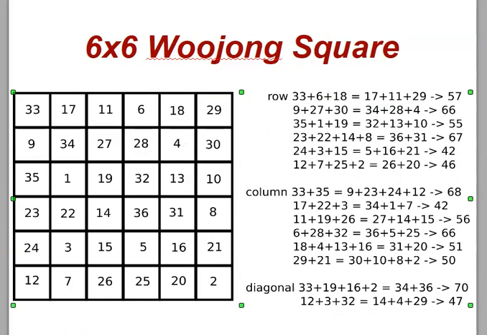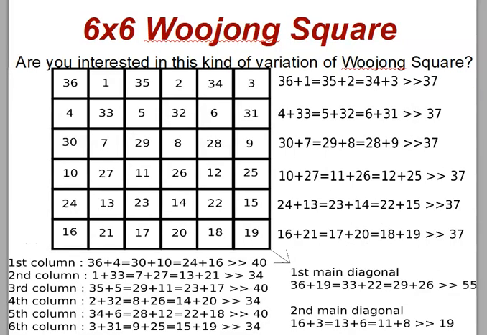Take a look at this legitimate 6x6 Woojong Square. It flawlessly shows 14 addition equations in every row, column, and main diagonal throughout the whole 6x6 square array. Does it look as magical as the 6x6 magic square? How about this one? It's a kind of dynamic variation of the 6x6 Woojong Square. Let's take a closer look.